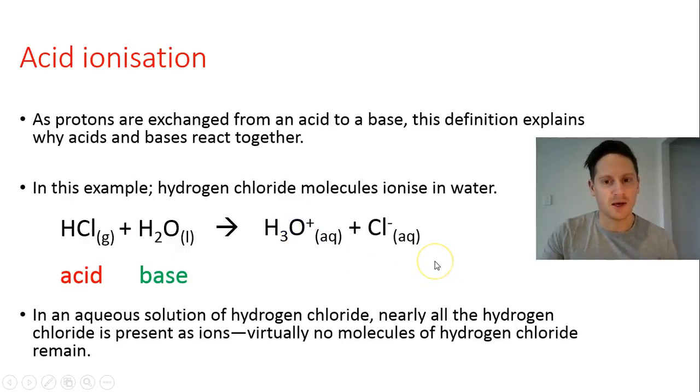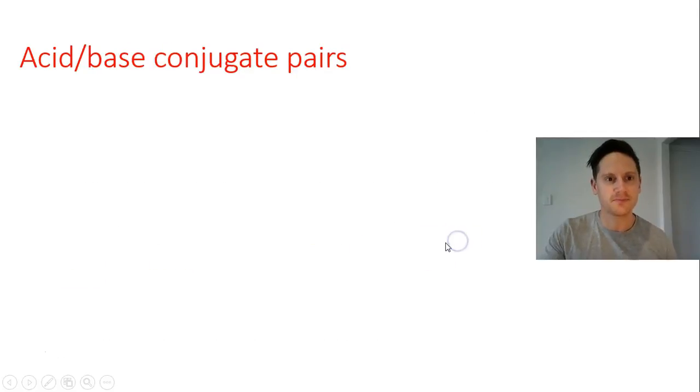In this reaction, essentially all of the particles are forming the ionized products. Virtually no molecules of hydrogen chloride remain. This is because HCl is a strong acid, which we're going to go into in our next video lesson. So you're going to have pretty much complete ionization.